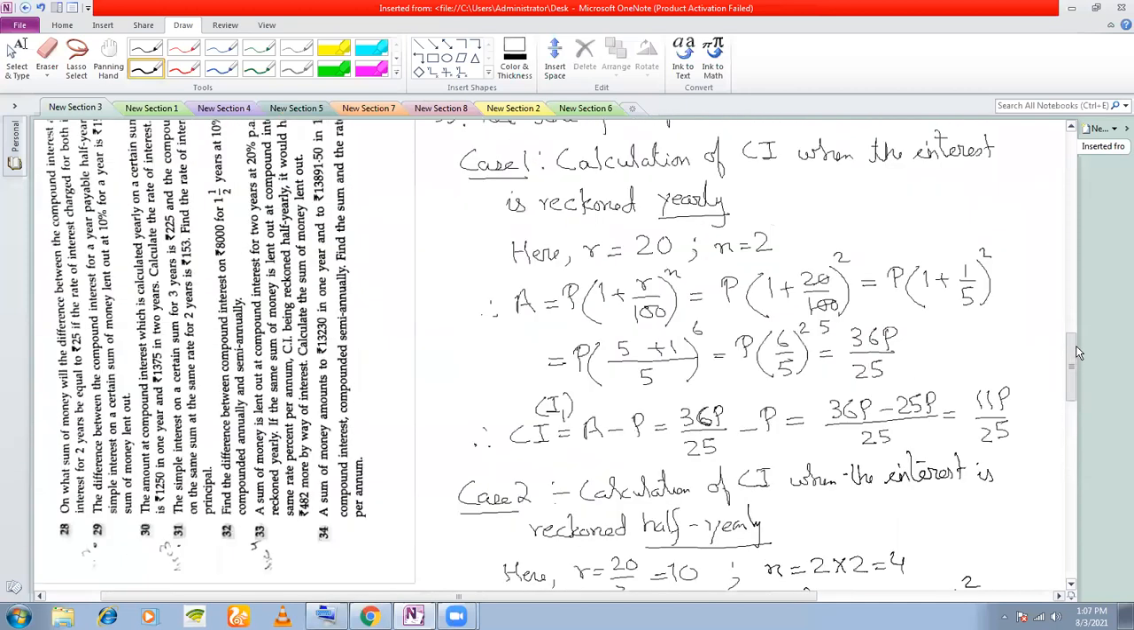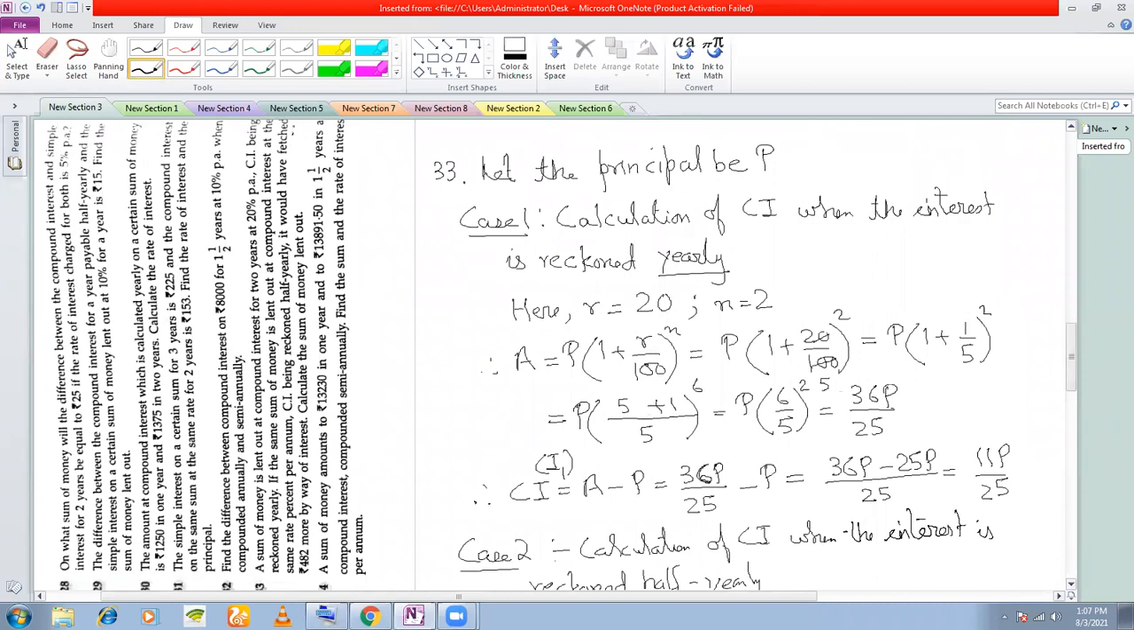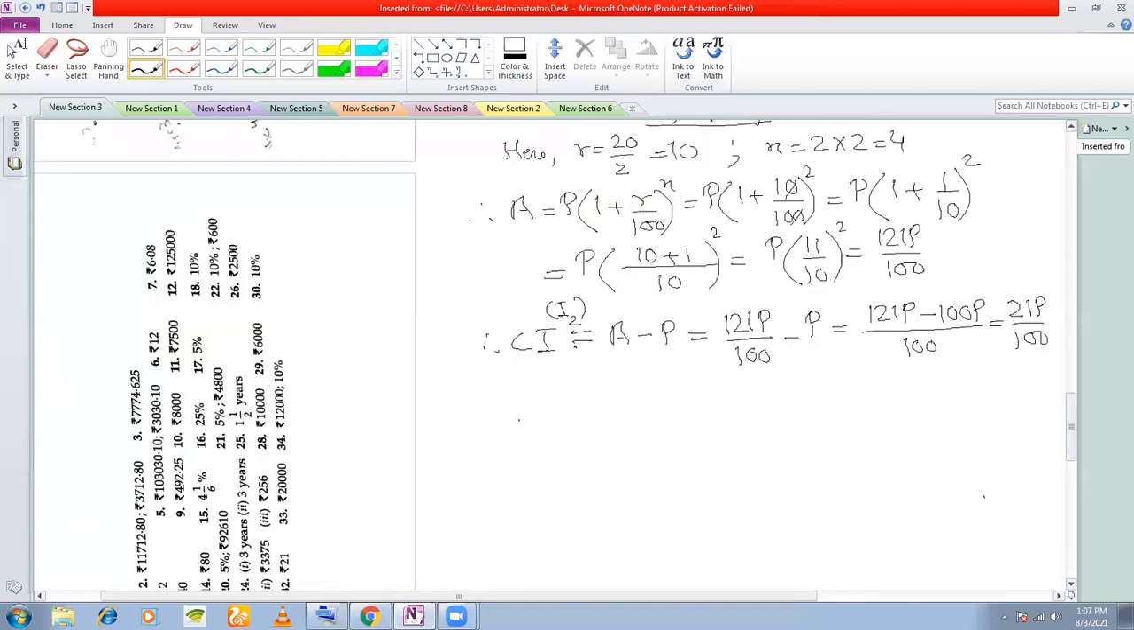Now let's read the problem once again. The half yearly one fetches more interest by how much money? 482 rupees, right? So according to the problem, the interest that is fetched half yearly is more than the interest that is fetched yearly by 482. Now just put the values. I2, how much have we got?